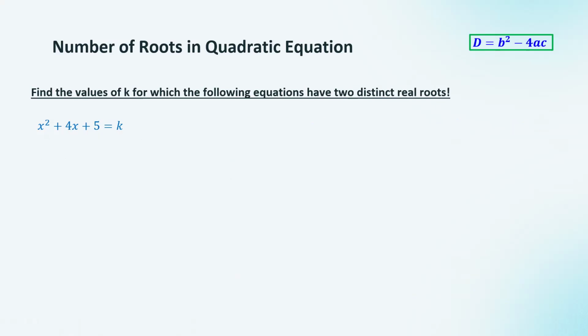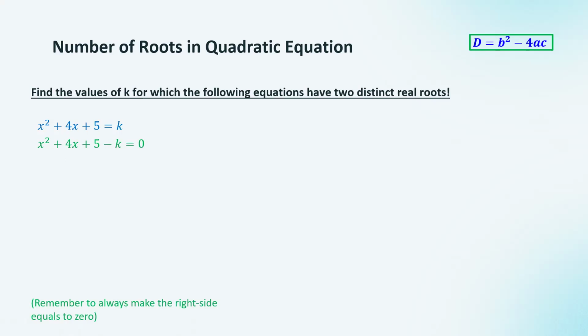Right, now let's get on to this example. We need to find the values of k for which the following equations have two distinct real roots. But as you can see, the right side of the equation is not equal to 0. So we need to adjust these equations first. We need to make it such that the right side is equal to 0. So we can move the k to the left side. And again, we need to remember that the right side should always be equal to 0 in this case.